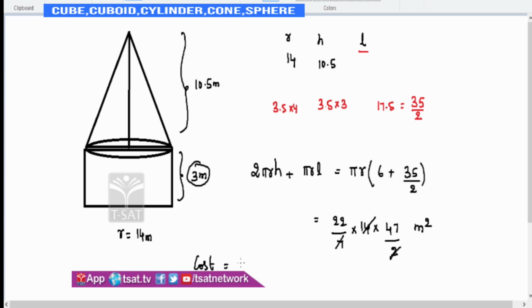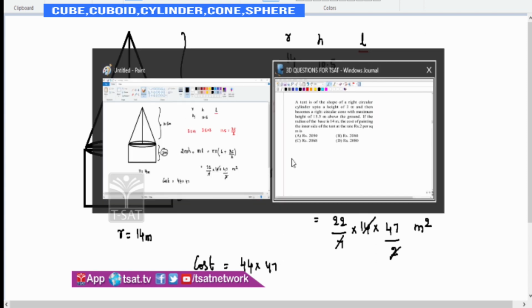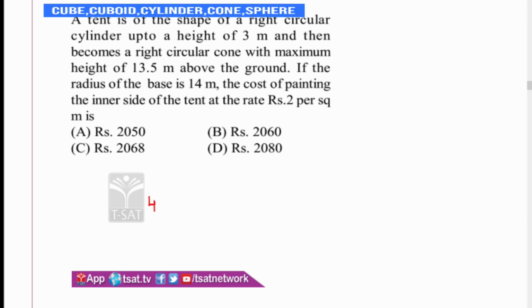If I multiply it with 2, it becomes 44 into 47. Just find out the value of 44 into 47. Without looking at it, you can say 7 4s are 28. Therefore, it has to be 2068 because all the other numbers are ending with 0. But if you want to do it completely, you can do 44 into 4 is 176. Therefore, it becomes 2068.